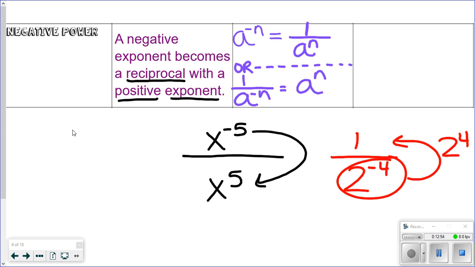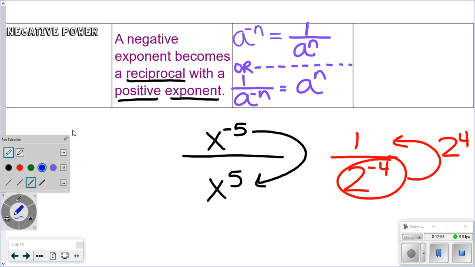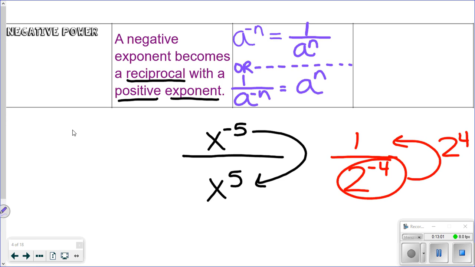So let's do some examples in the example box on our organizer. So if I have 3 to the negative 4th power, currently that's upstairs or it's in the numerator, and it's negative, it's unhappy. So I need to take it and move it downstairs or into the denominator and turn it positive.